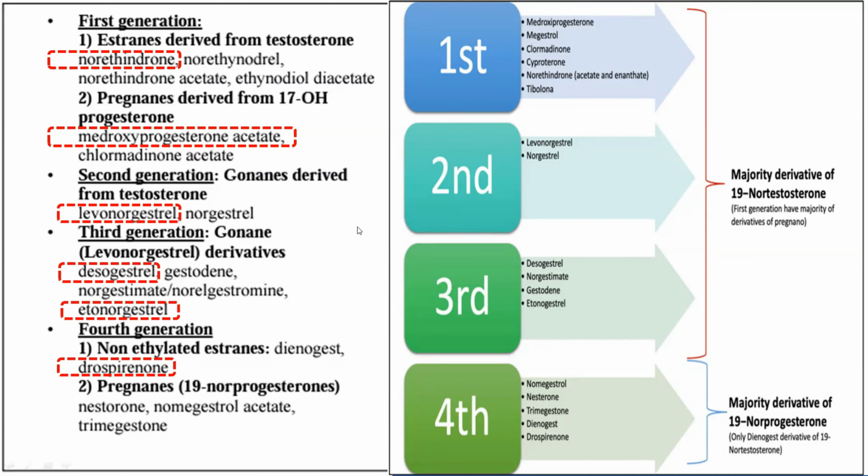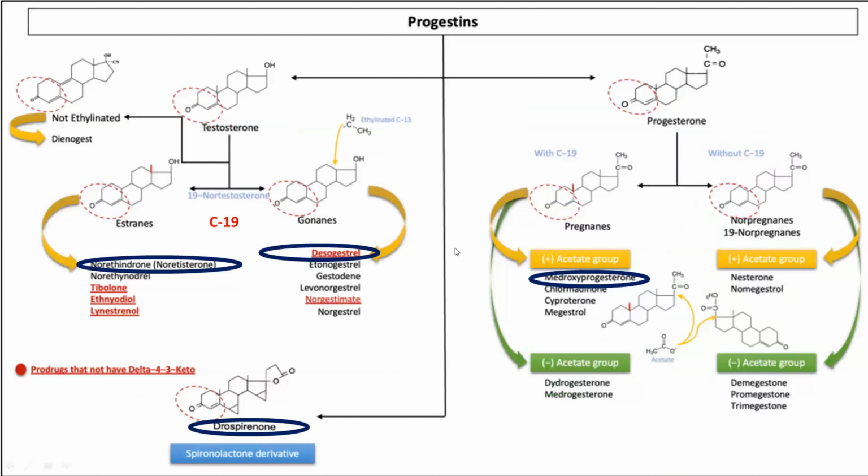And in a chronological manner, the generation of progestogens start by first generation until fourth generation. In the field of progestogen-only contraceptives, we are interested in the first generation, norethindrone acetate and hydroxyprogesterone acetate, second generation, which is levonorgestrel, third generation, desogestrel and etonorgestrel, and fourth generation, drospirenone.